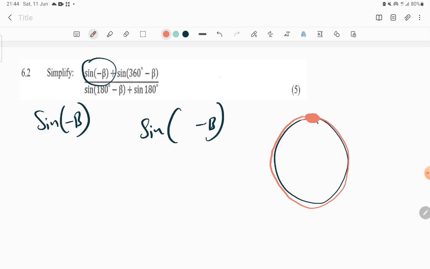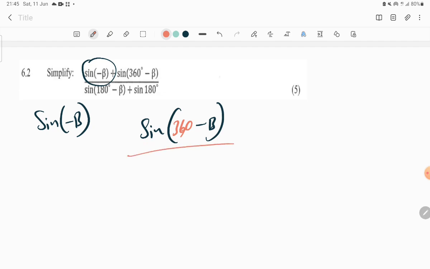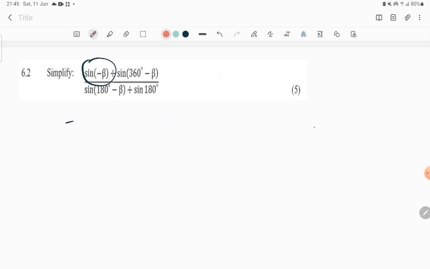So on that note, I usually advise learners to always add 360 so that they can judge the quadrant they are focusing on. For example, here we have 360 minus beta. 360 minus is found in the fourth quadrant, where sine is negative, so we just write a negative sign there. So which means this one is just what? Negative sine beta. So you get a mark by changing this.